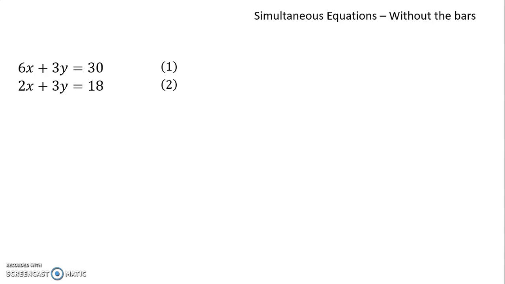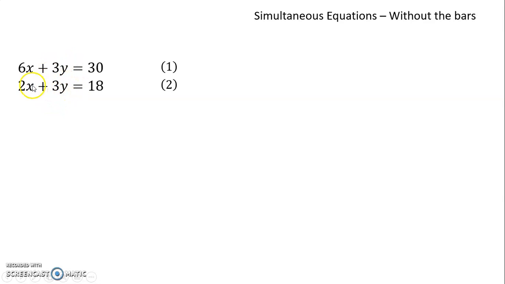So first of all, we've got to decide whether we're doing difference or whether we're doing cancel and sum. Now, for us to be able to do cancel and sum, we're going to need a variable with different signs, so a positive and a negative. And that's not what we've got here. So here we're going to do difference. And for this example, we've got the same number of y's, so no need to do any multiplying.